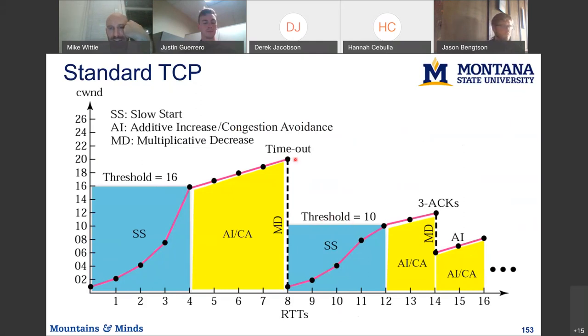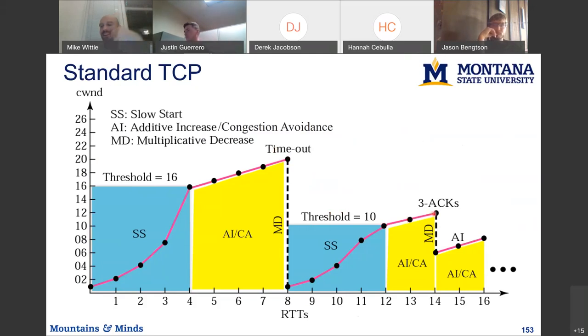value is set to half of the window size before the loss event. So we can get quickly to half, and we know that the capacity of the network is somewhere here, so we don't want to blow past it.